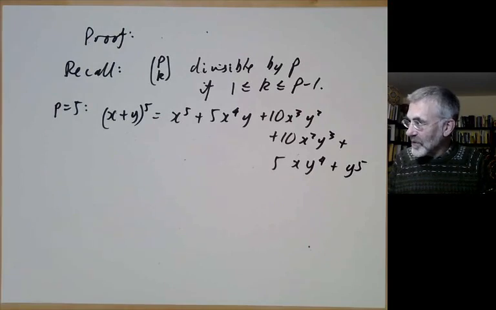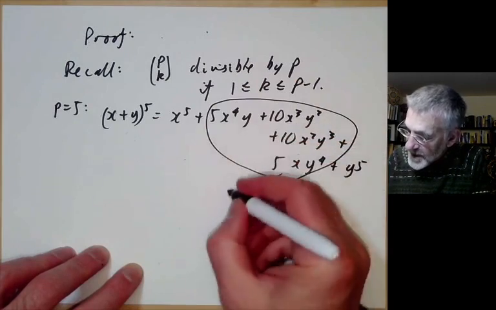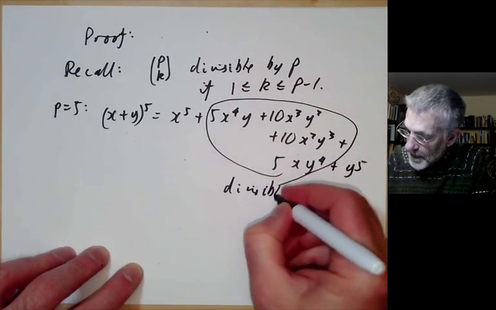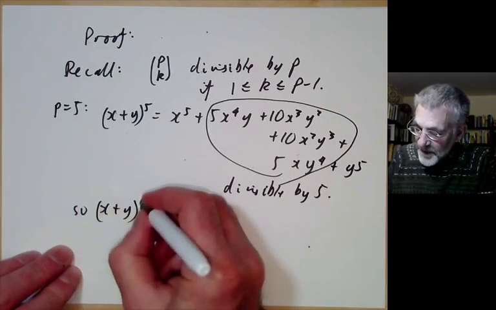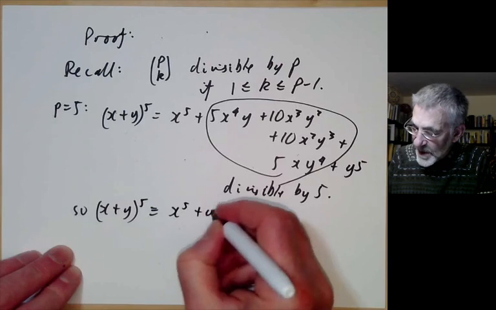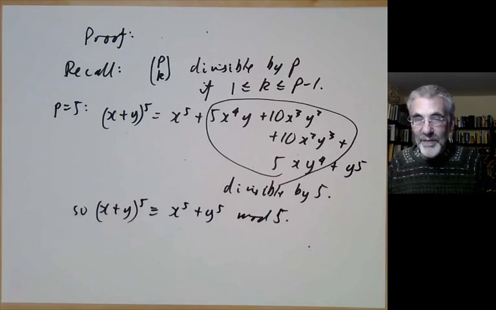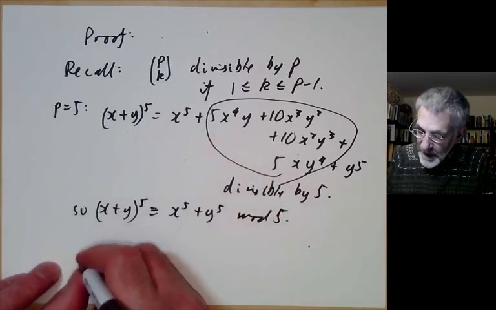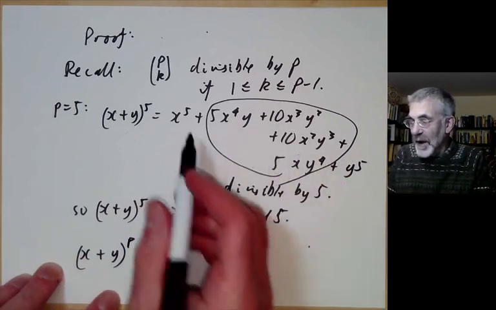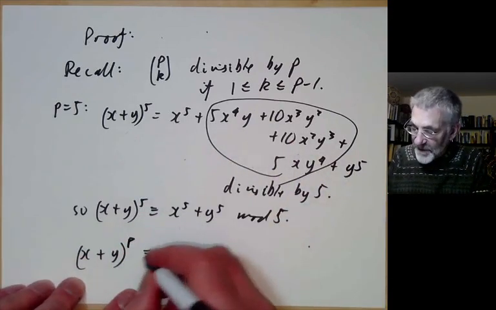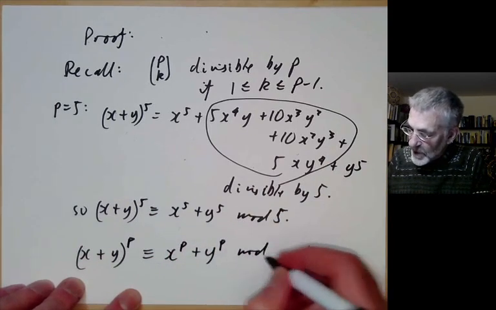And we notice that all this stuff in the middle is divisible by 5. So we find (x plus y) to the 5 is congruent to x to the 5 plus y to the 5, modulo 5. And exactly the same thing works for any prime p, because if we expand out, we find all the binomial coefficients divisible by p except the ones at the beginning and the end. So we find (x plus y) to the p is congruent to x to the p plus y to the p modulo p.